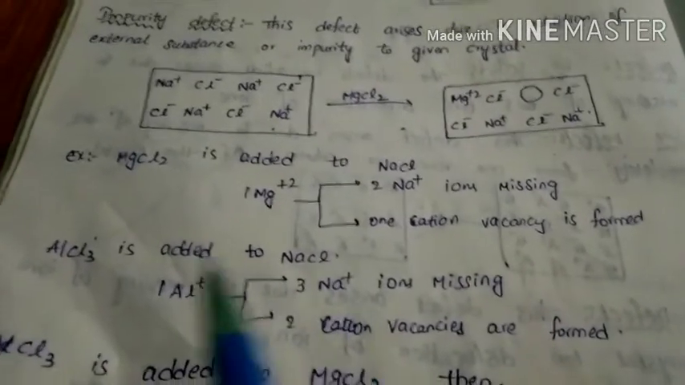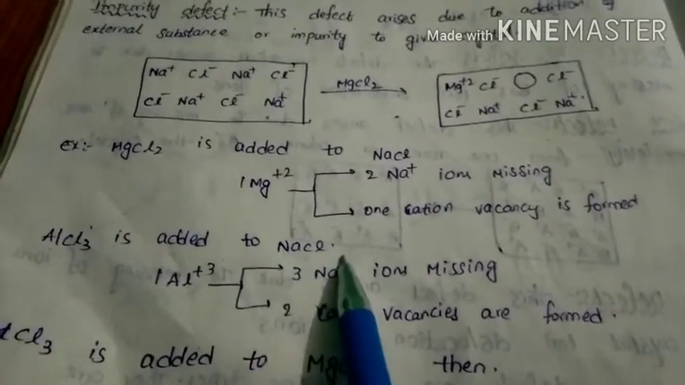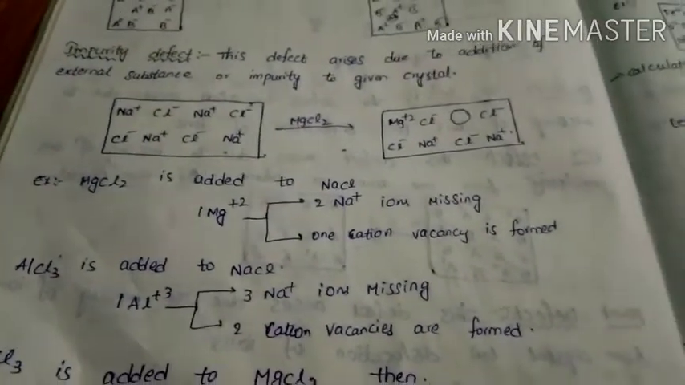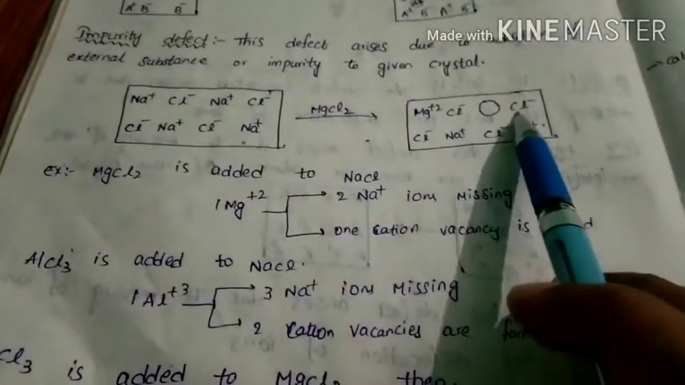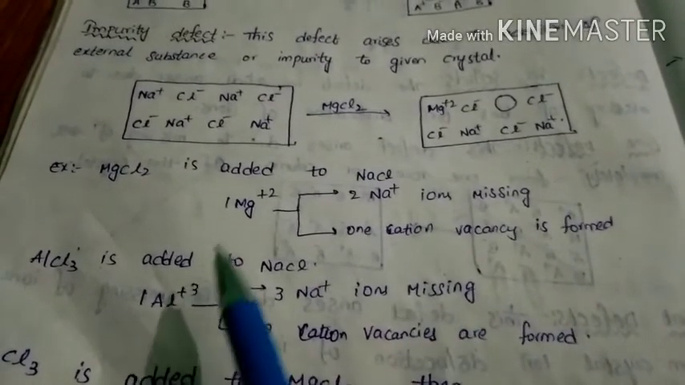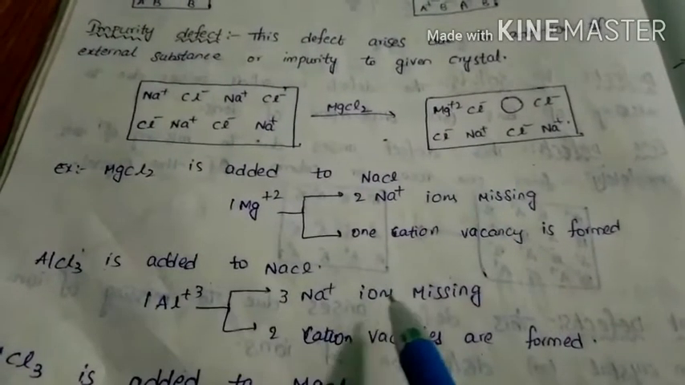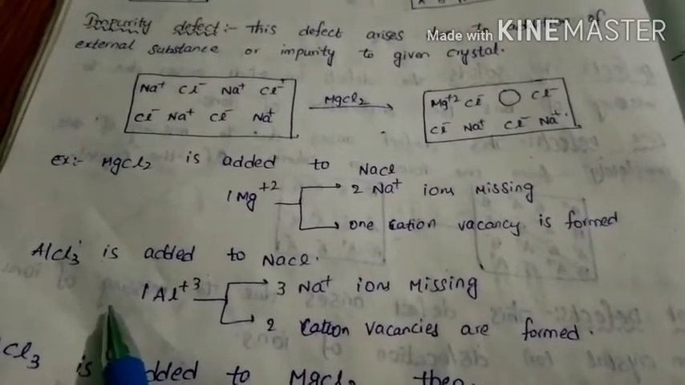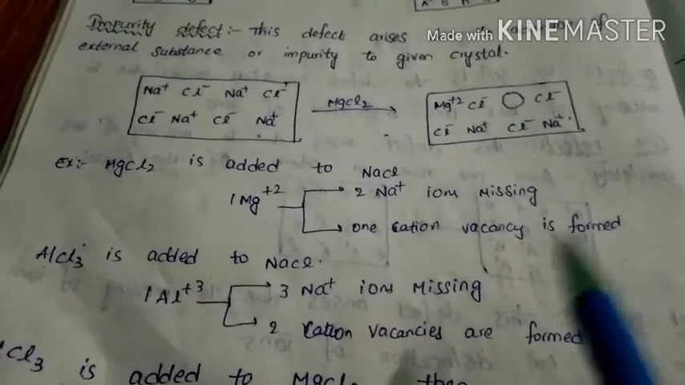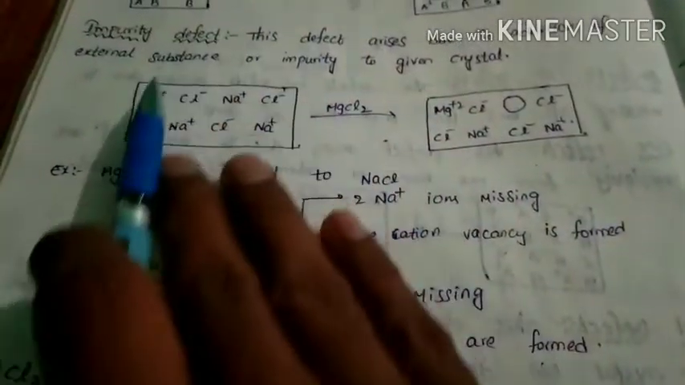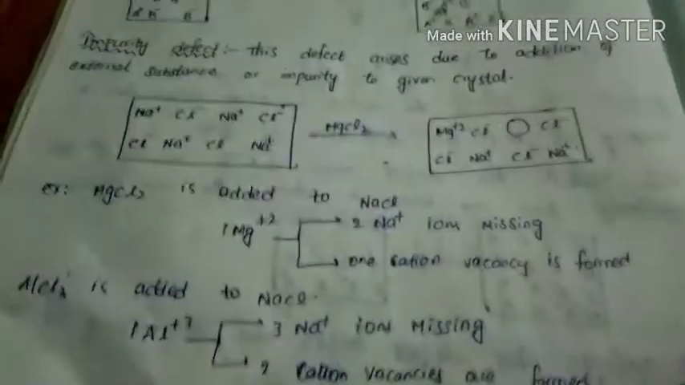Suppose AlCl3 is added to NaCl instead of MgCl2. We know that Al has +3, then 3 Na+ ions are missing, but 2 cation vacancies are formed. Why? Because out of 3 Na+ positions, 1 is occupied by Al3+. Then the remaining 2 positions are vacant. That is why 2 cation vacancies are formed. So this is about impurity defect. Next one is non-stoichiometric defect.